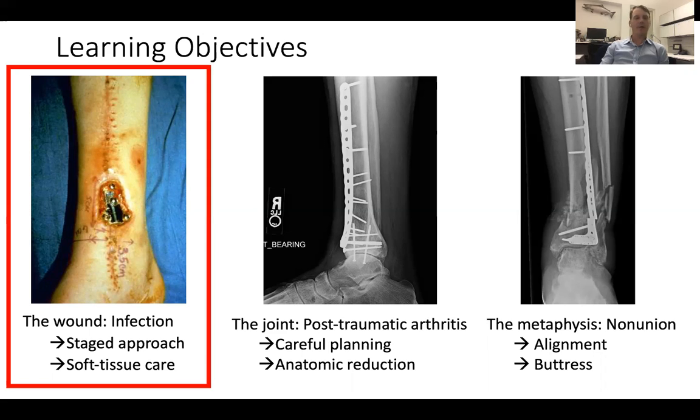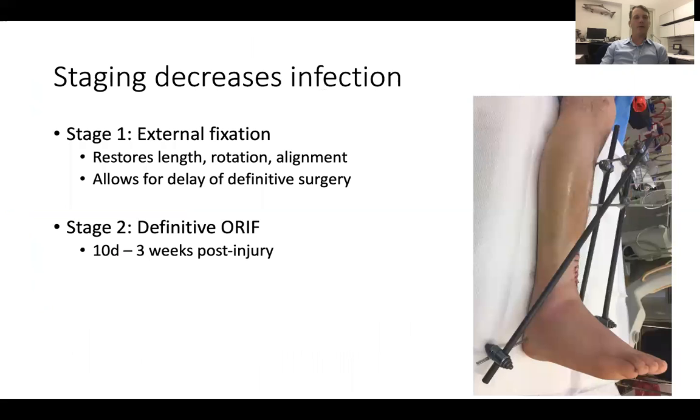We'll start with a bit about the wound and how to prevent infection, which is through staging. This is one of the first key points of the talk: staging followed by definitive ORIF has become the gold standard for the treatment of the majority of pilon fractures. The first stage is the application of an external fixator that spans the ankle joint and restores length, rotation, and alignment.